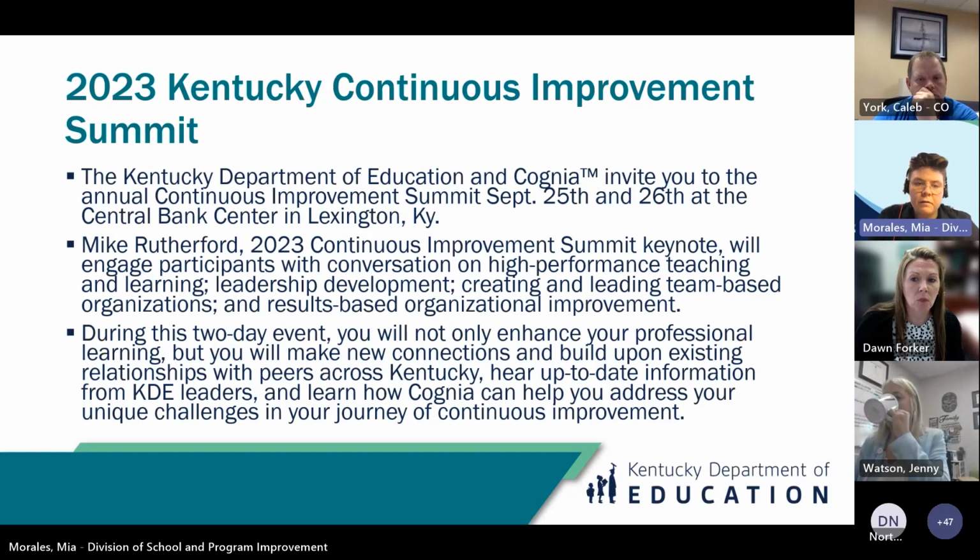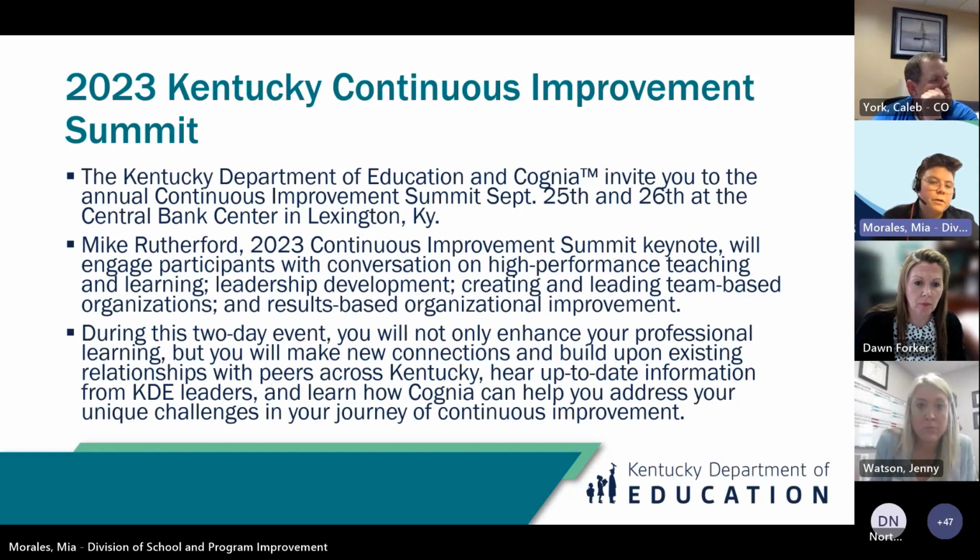The Kentucky Department of Education and Cognia invite you to the annual Continuous Improvement Summit on September 25th and 26th at the Central Bank Center in Lexington, Kentucky. This summit will provide an opportunity to explore a variety of topics and engage in conversations that will enrich your understanding of continuous improvement.